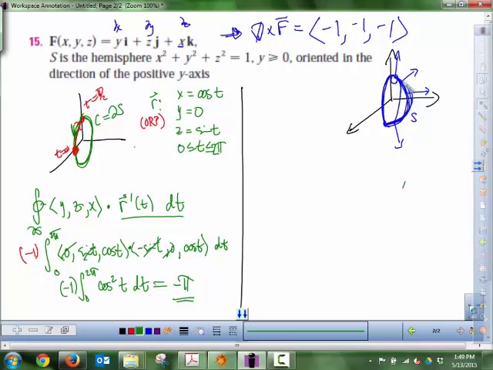All right. So my parameterization for this will just be the regular graph parameterization. X is equal to x. Y is equal to the square root of, if I solve for y here, 1 minus x squared minus z squared. And then my z is just going to be z. And I have to figure out how the orientation is going to go here. So my domain here is the unit circle on the xz plane.